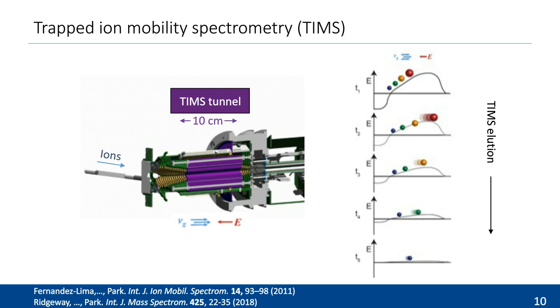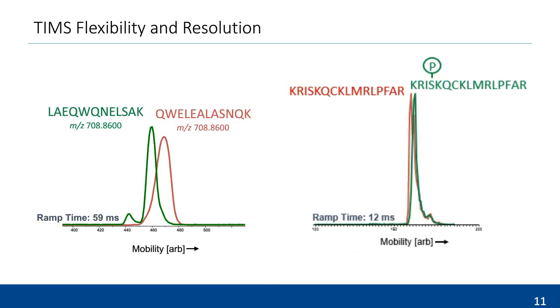And as they elute from the TIMS device, we can detect them with a mass spectrometer. In our case, that's a quadrupole time-of-flight instrument. To give you an impression of the separation power of the TIMS device, here are two small examples of synthetic peptides. On the left, you see two peptides that have the exact same mass, but a scrambled sequence.